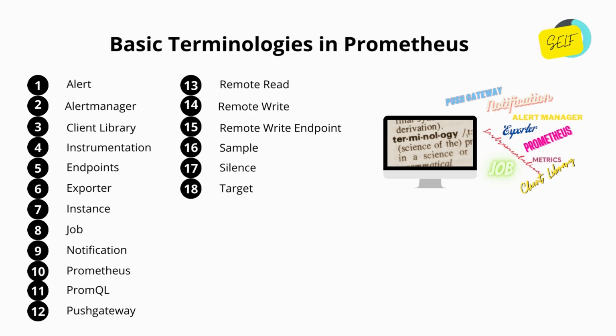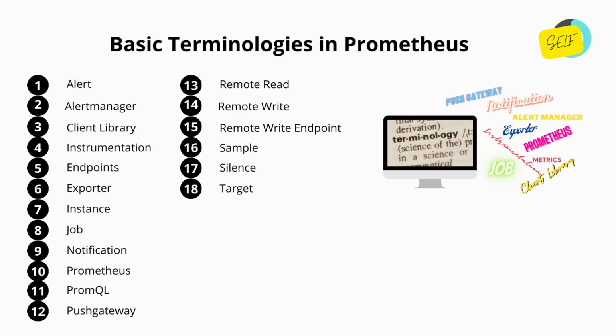Now the next is notification. It's a notification in any form. It could be an email notification, a Teams notification, or some notification over a Slack channel. Prometheus is the core binary inside the Prometheus ecosystem, which retrieves the data, stores the data inside TSDB, and sends an alert to your alert manager. Next, PromQL is the query language for Prometheus. Next is push gateway. It is another component inside your Prometheus ecosystem which enables the monitoring of short-lived jobs.